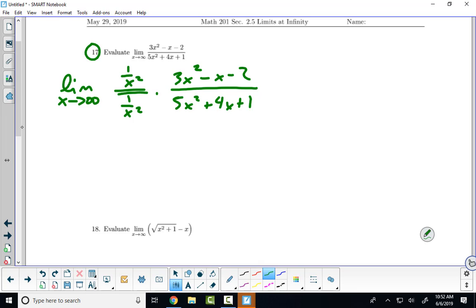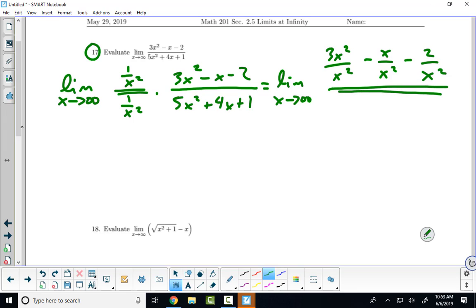So now what I'm going to do is distribute this 1 over x squared to each term. Okay? I'll do it this first time through in gory detail. So this will be 3x squared over x squared minus x over x squared minus 2 over x squared. Distributing that 1 over x squared to all three terms in the numerator. Now we'll distribute that 1 over x squared to all three terms in the denominator. Okay. You are welcome to skip this step, and I usually do.